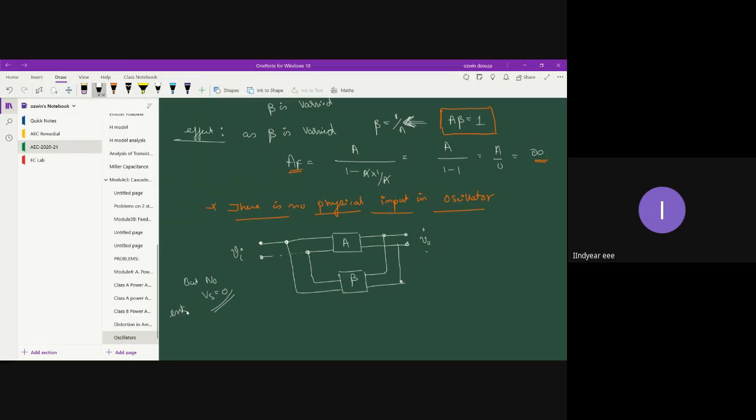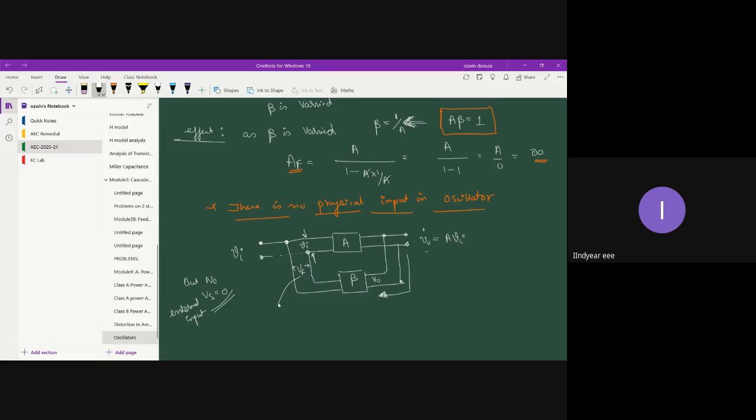But no Vs. That is, Vs is equal to 0. That means the external input Vs is equal to 0. And let us say some initial noise Vi is applied here. So this noise Vi gets amplified into V naught. And what is V naught? V naught is A into Vi. And that same A into Vi is fed as the input to the feedback network. So what voltage are you feeding here? You are feeding V naught, but V naught is equal to A into Vi. When you feed V naught to the input of the feedback network, the feedback network gives you an output signal called VF.